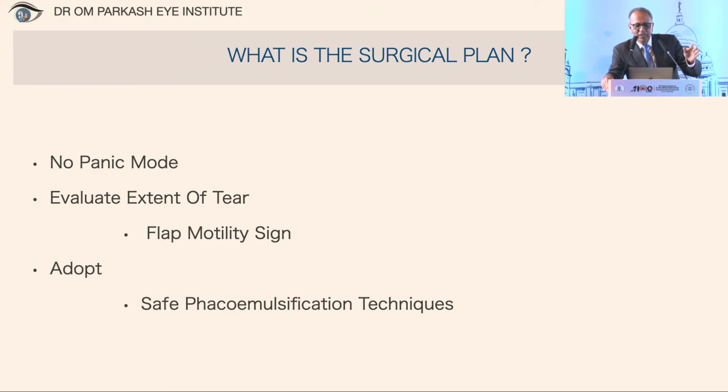Why is there no need? Because we have to take care of two things. First, we have to evaluate the extent of the tear. Do we have the means to do it? Yes, we have the flap motility sign. But that should not be the end of the story. This is only the first half of the story. Because if we do not adopt safe phacoemulsification techniques, we will end up in catastrophe. So that is what we need to take care of.